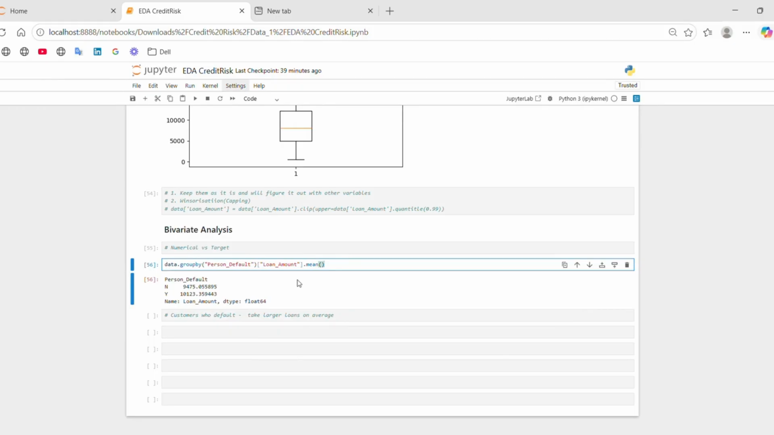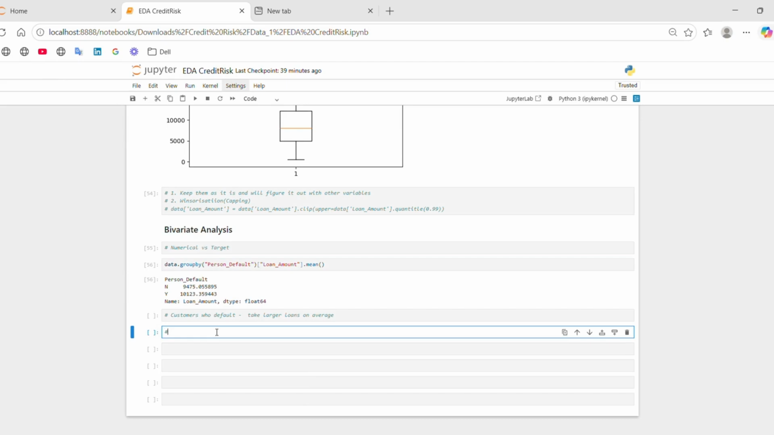However, this is just an average comparison since we have taken the mean. We should also analyze the distribution and control for income as well, because a high loan may not be risky if income is also high. So if a person has high income and has taken a high loan amount, we consider that non-risky, because his income is bearable, and he can manage to pay the EMIs on time.